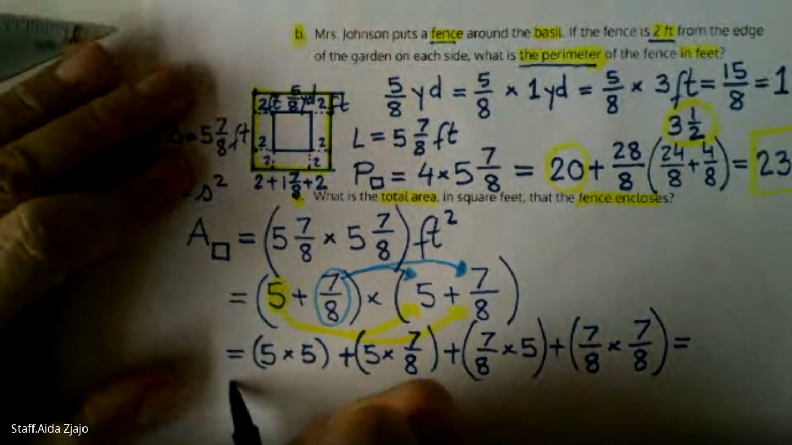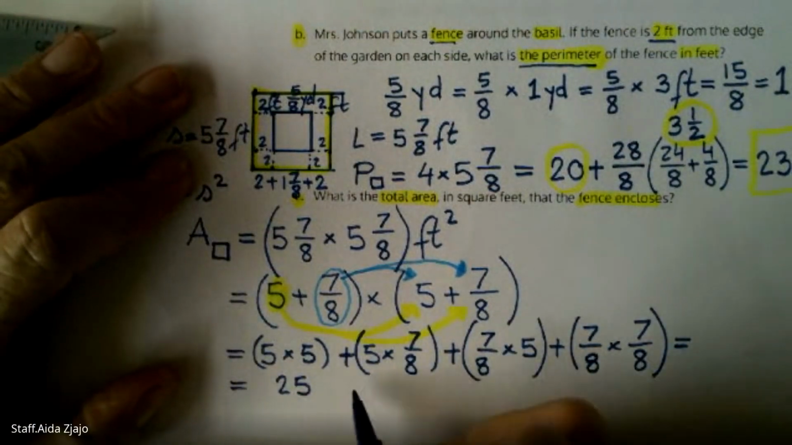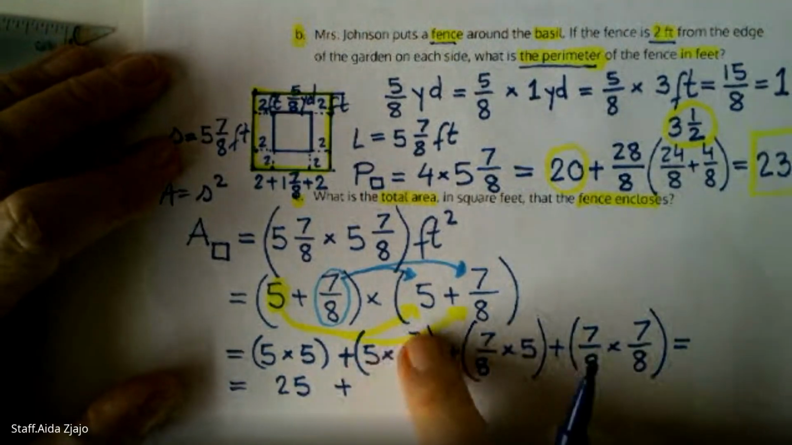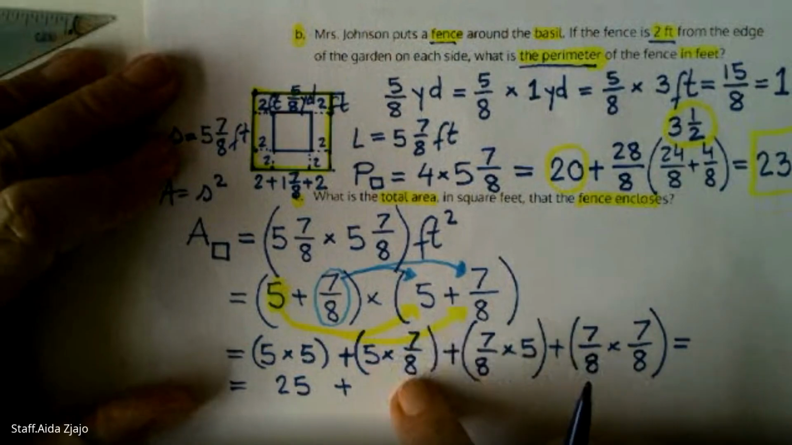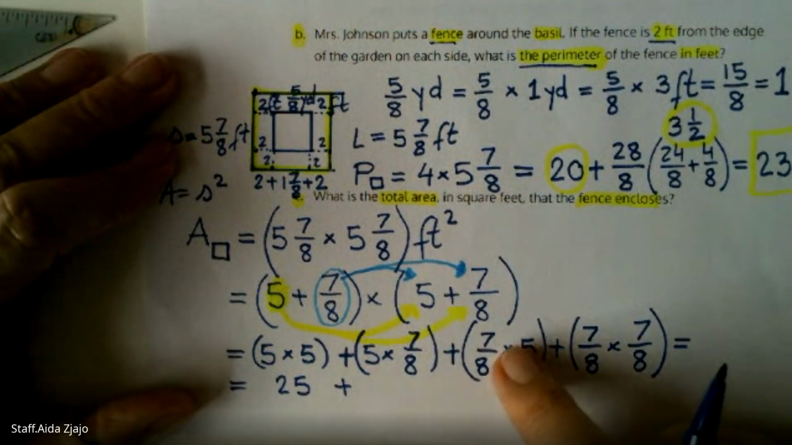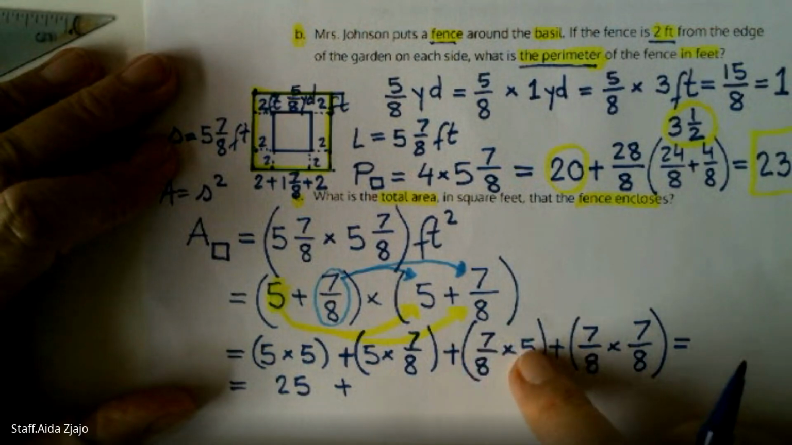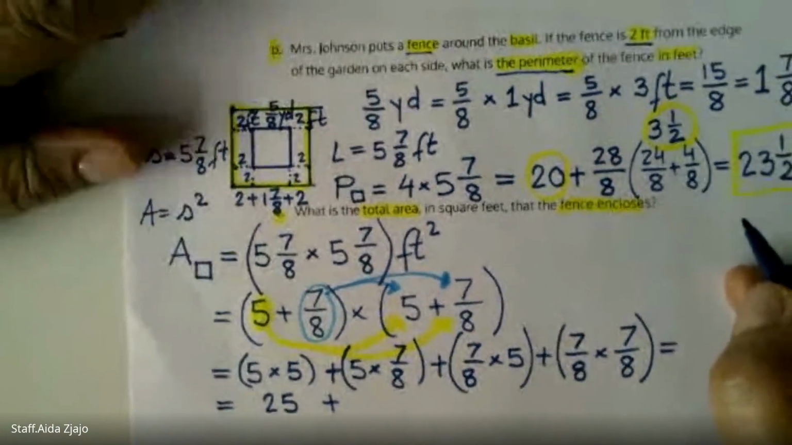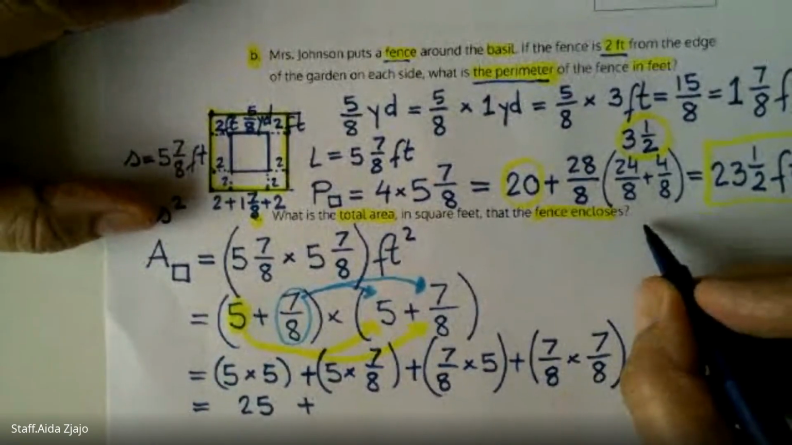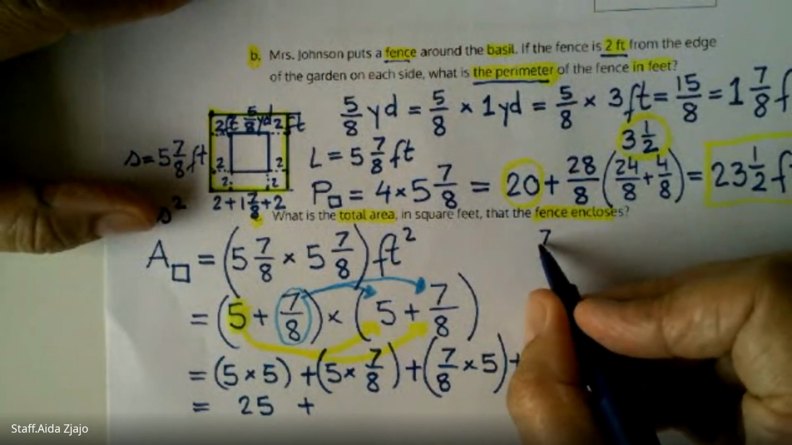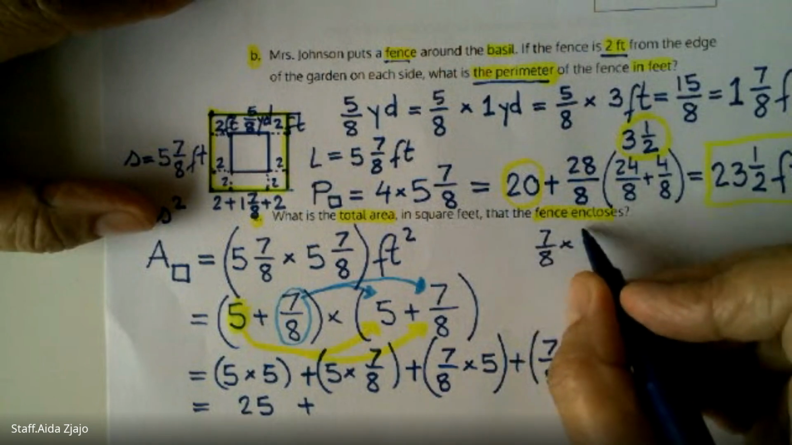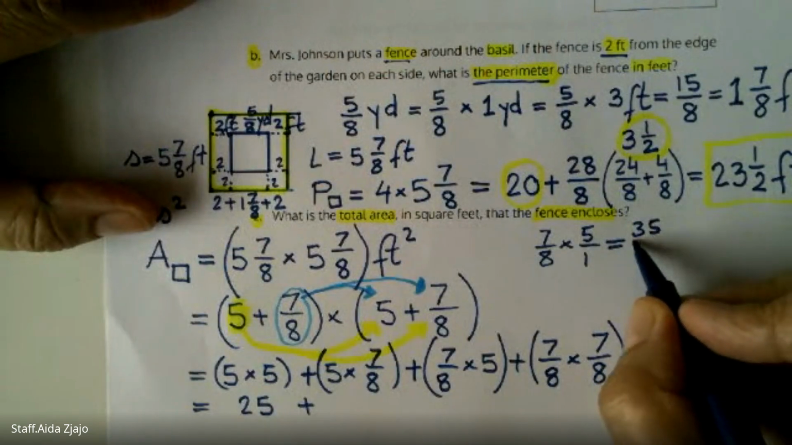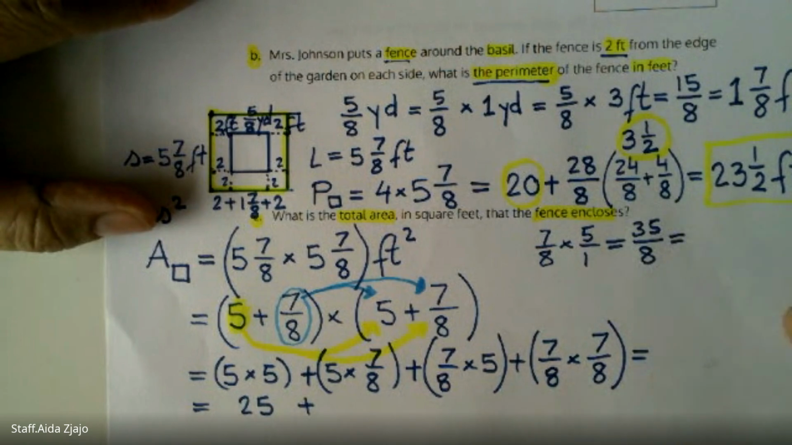5 times 5 is 25, plus 5 times 7/8. 5 times 7 is 35, so it's 35/8. And it's the same here, 5 times 7/8 is 35/8. I'm going to do on the side to calculate how much is 35/8. So if I separate this 7/8 times 5 as a fraction, that would be 35/8.